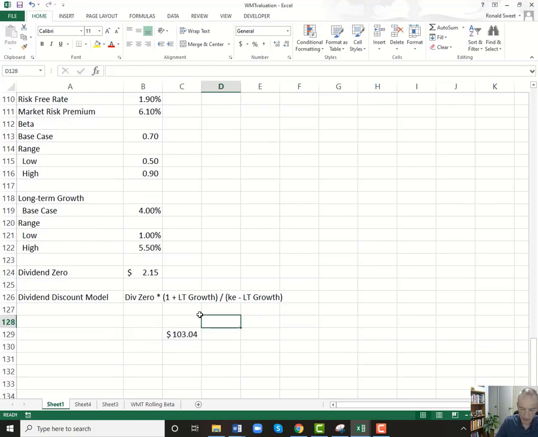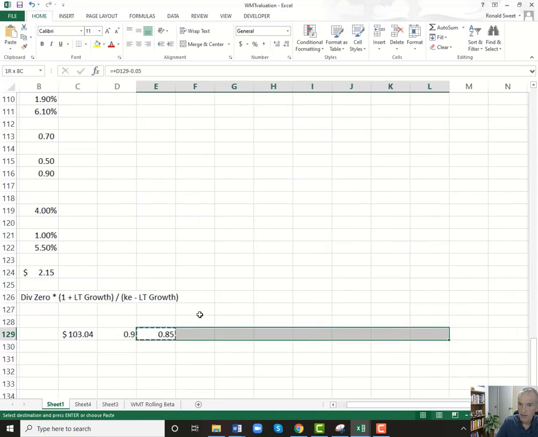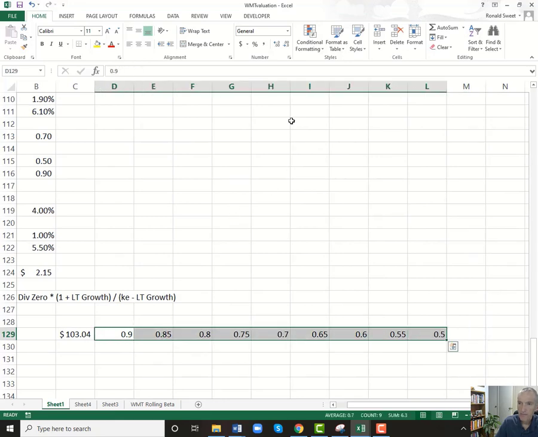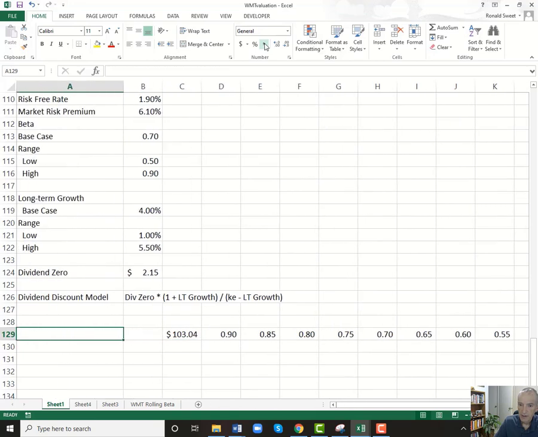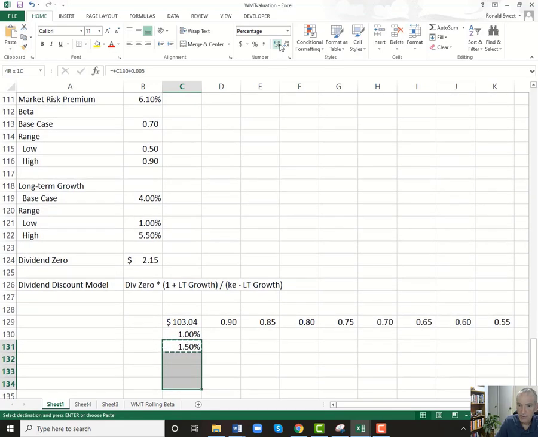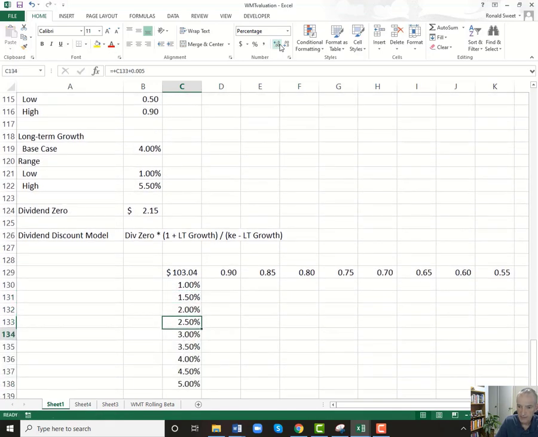So now what we're going to do is we're going to look at our betas. So we want to do our range around betas. Here you want to make sure you start with the highest number and go down to the lowest. So we'll start at 0.9 and we'll go down to 0.5. So there's our betas. And here we want to do our growth rate. So we'll start at our low, 1%. And we'll raise that 0.5% all the way up to our high, which is 5.5%.